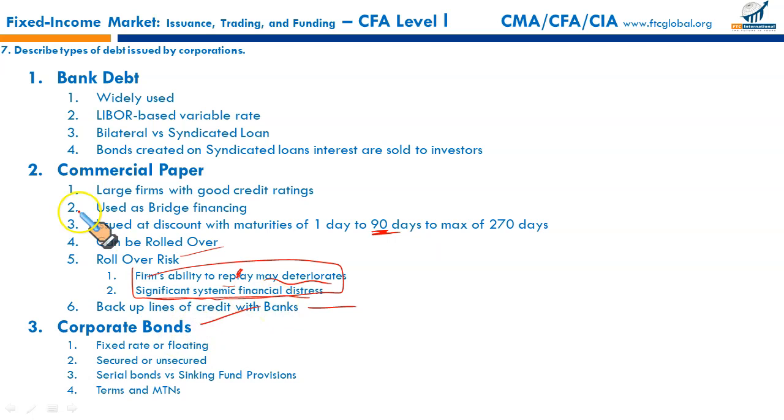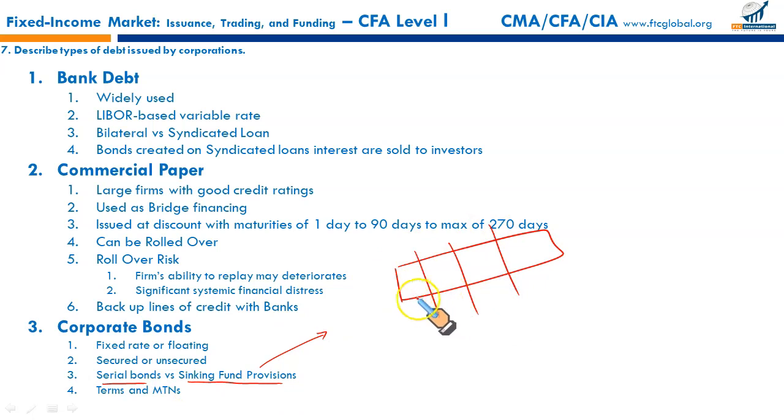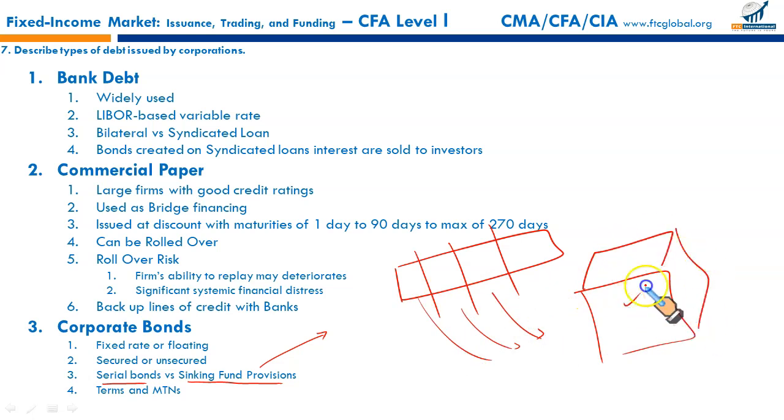Corporate bonds. What we are studying is the types of debt issued by corporations. So bank loans, commercial papers, corporate bonds. Corporate bonds we have discussed in our earlier readings as well. They could be fixed rate and floating. They could be secured against a certain collateral, could be unsecured, could be serial bonds, or with a sinking fund provision. This is what we discussed in our previous reading. Sinking fund provision means that the bond is redeemed in tranches, or we set aside a certain amount of money every year so as to get a sizable fund available that could be utilized to redeem the bonds when they mature. This is called the sinking fund provision, right?